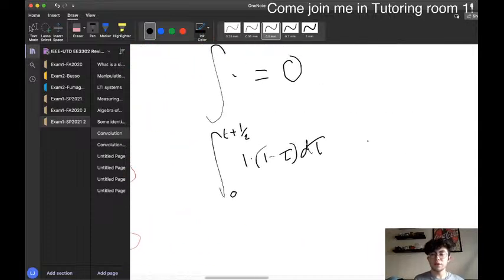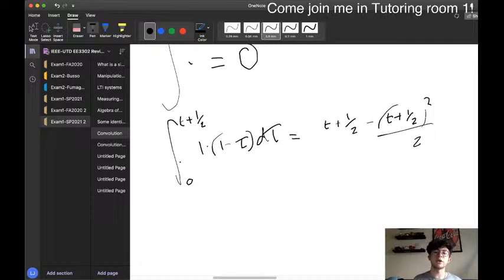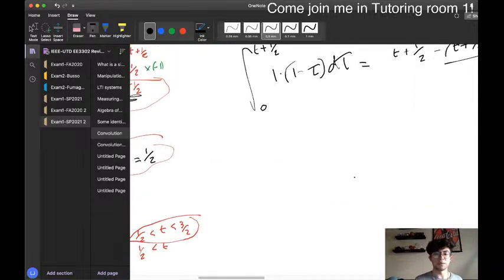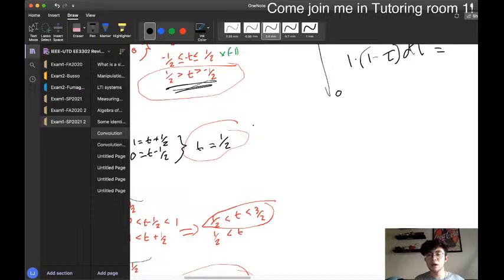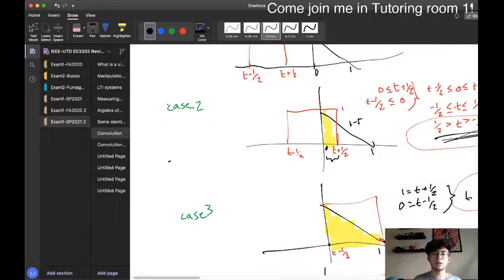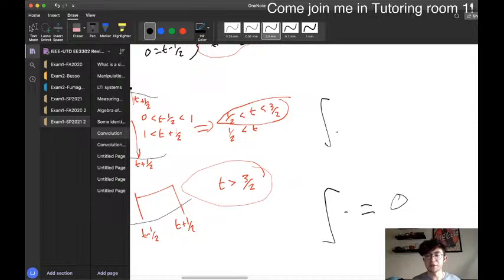So if we do our integral here, then we're going to get some quadratic function. It's going to be like, so t plus 1/2 minus t plus 1/2 squared over 2. And you can check this integral. This should work out to that answer. Please let me know if it doesn't, if someone's checking me. And so this case, I'm going to cover the case 3 in a second, but let's do the one for case 4 because it's very similar.